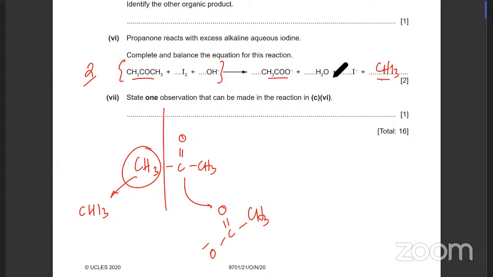So basically I need to balance the rest, because that part is already balanced. 1 molecule breaks down into 1 of this and 1 CHI3 is produced. So it's always going to be 1:1. So I'm going to go for oxygen first. How many oxygens do I have on the left side? That's 2 oxygens. How many oxygens do I have on the right side? That's 3 oxygens. So I need to somehow balance the oxygens.